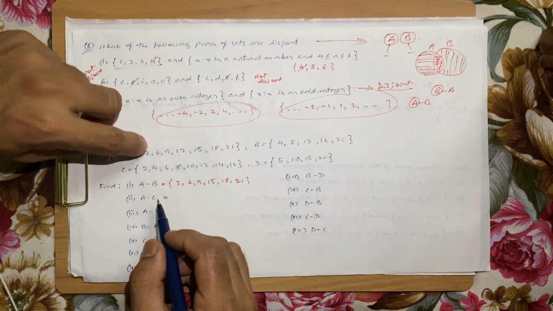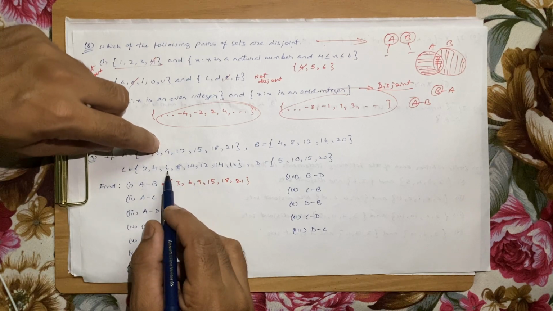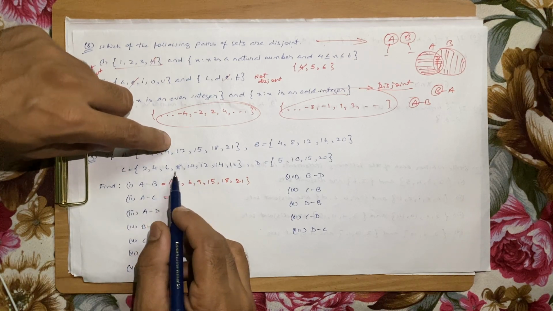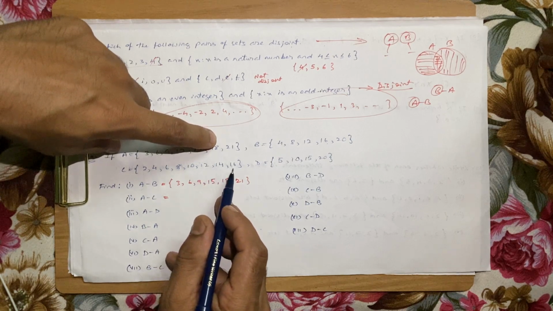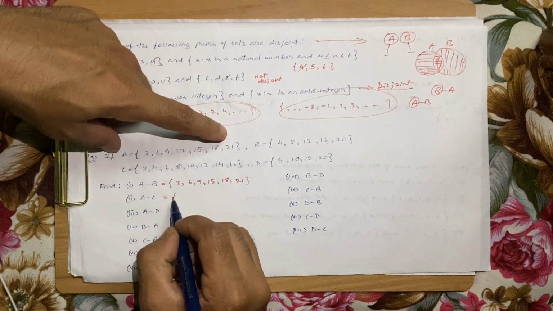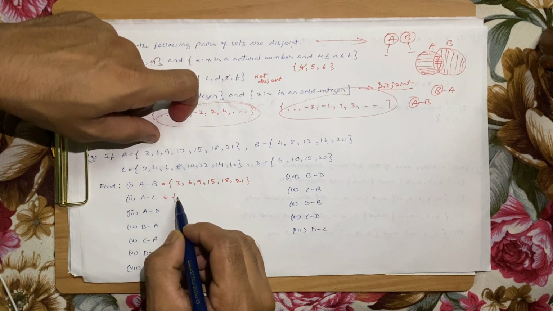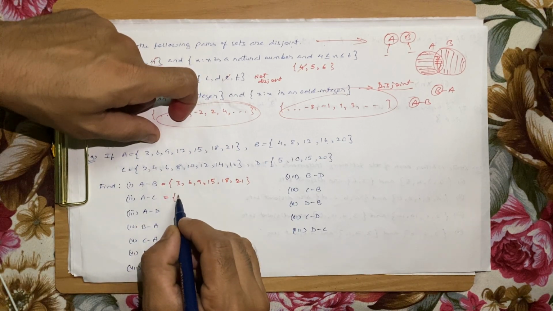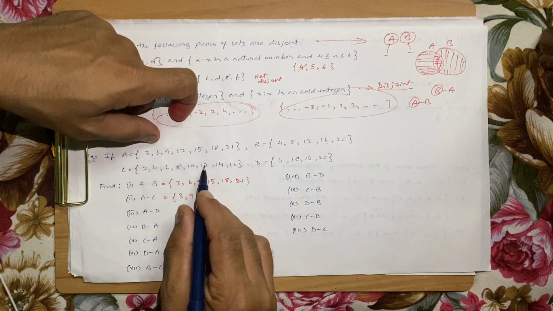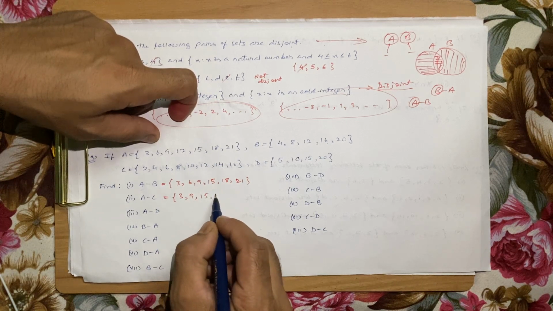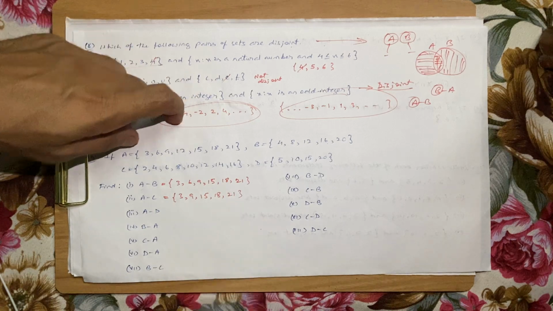Okay, 3 is not present here, 6 is present here, so I'll not include 6. 9 is not present here, 12 is present here, 15 is not present, 18 is not present, 21 is not present. So elements that purely belong to the set A and not to the set C. Okay, so 3 I can include, 6 I'll not include, 9 I'll include, 12 I'll not include, 15 I'll include, 18 I'll include, and 21 I'll include. So this is your answer.